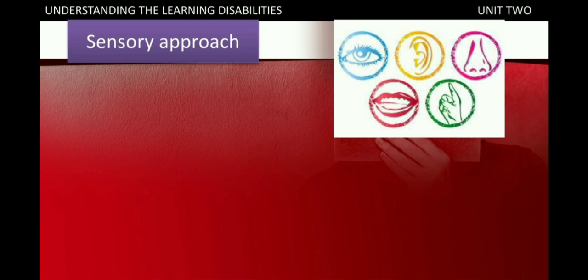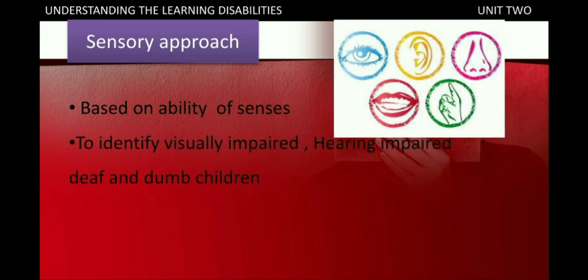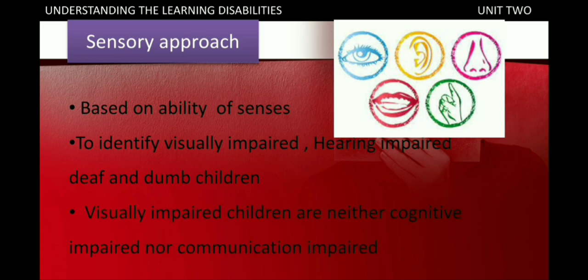Discussing the sensory approach. If a student is blind, he may not be aware of the environment properly. He will not have that much orientation skill. But remember, there will not be any problem with his intelligence. Their communication will be very good. This is an approach that is based upon the ability of the senses to identify visually impaired, hearing impaired, deaf and dumb children. Visually impaired children are neither cognitively impaired nor communication impaired.